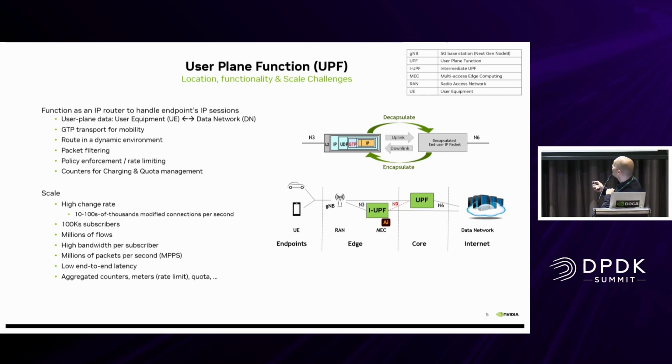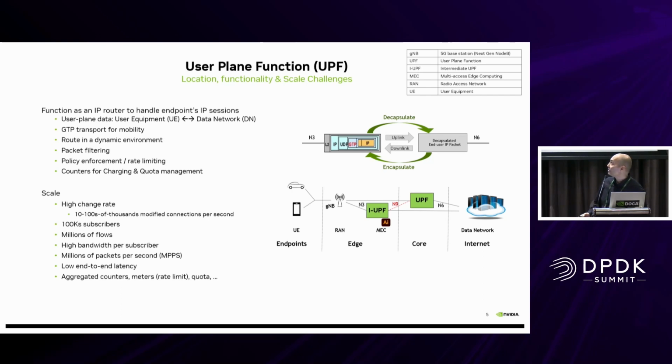The UPF itself on the uplink, and the uplink is from the user to the network, decapsulates the packet and then sends plain IP to the N6. And the other way around, when packets get back from the network, the UPF encapsulates based on the information that it has about the subscriber, and sends it back to the antenna. So we see that the UPF needs to deal with routing in dynamic environments to allow delivery of the messages, packets between the different sites.